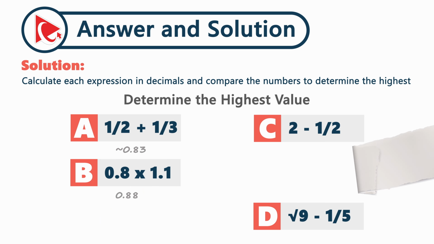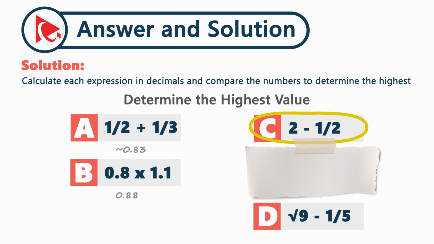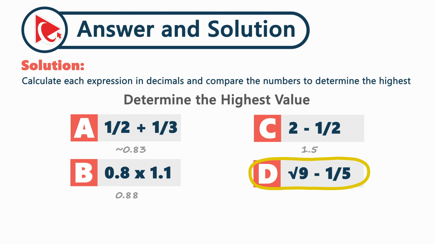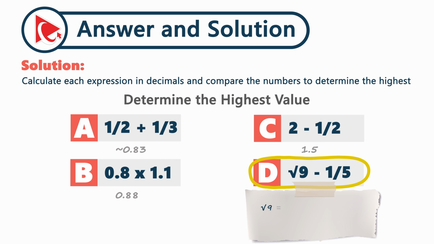Probably the easiest one to calculate is choice C, 2 minus 1/2. 1/2 equals 0.5. And 2 minus 0.5 equals 1.5. Choice D is not difficult either. Square root of 9 minus 1/5. Square root of 9 equals 3. 1/5 equals 0.2. 3 minus 0.2 equals 2.8.